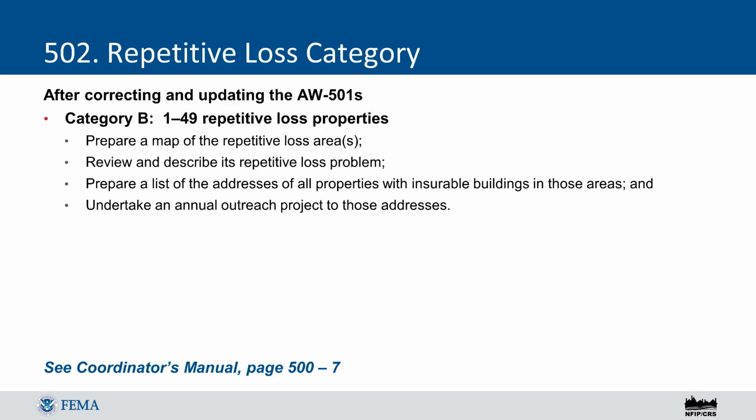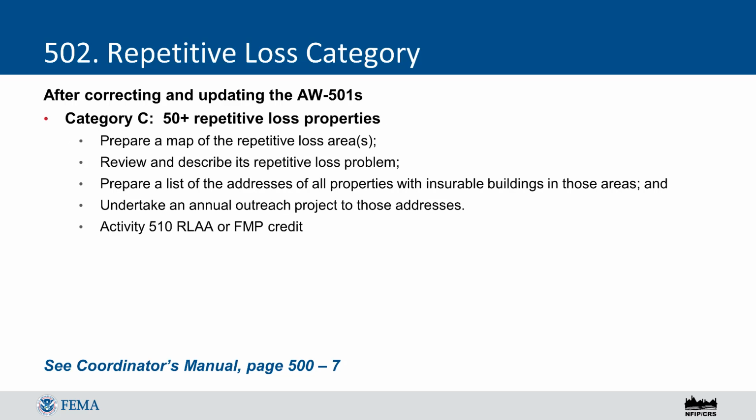If after correcting and updating your AW501s you have between 1 and 49 unmitigated repetitive loss properties, we consider you an RL Category B community, and this is a list of tasks that CRS is going to require that you do. You will need to prepare a map of your repetitive loss areas, and you will need to review and describe the RL problems for each of the defined areas. You will need to prepare a list of the addresses of all properties with insurable buildings in those defined areas. Remember, though, if it's a vacant property, we are not interested in it. Only the properties that have insurable buildings need to be listed. You are also required to undertake an annual outreach project to the addresses you determine are within your defined area.